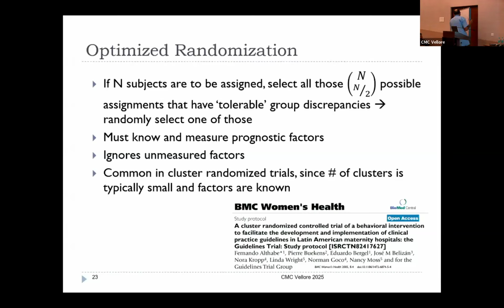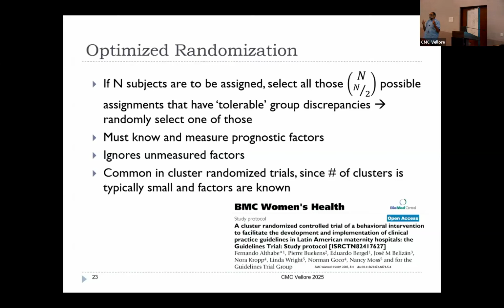Now I look at what are the characteristics of importance here and the characteristics of importance here. Are they similar or different? If they're too different, that's a bad one. Then I look at all of those and look at the one that gives you the smallest difference. That was called minimization. That was what was originally proposed. Minimize the differences between those allocated to intervention and those allocated to control.